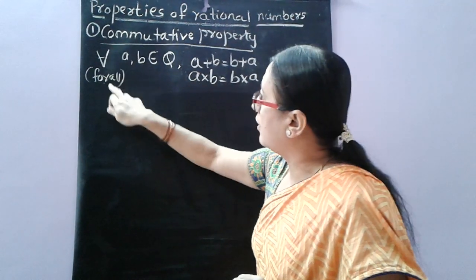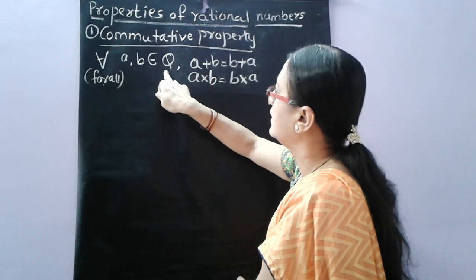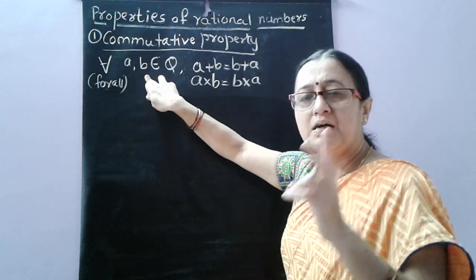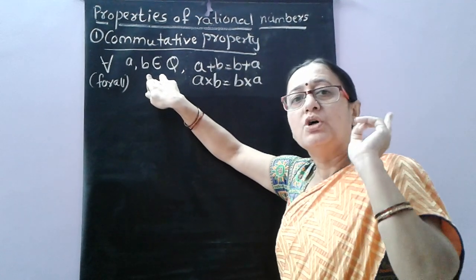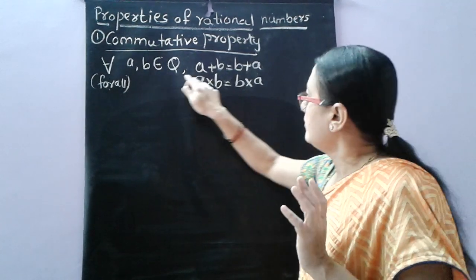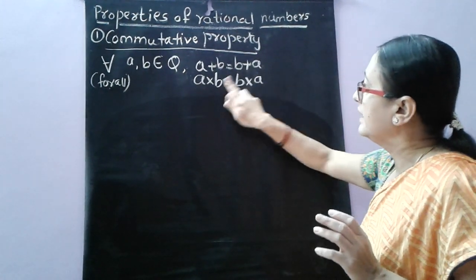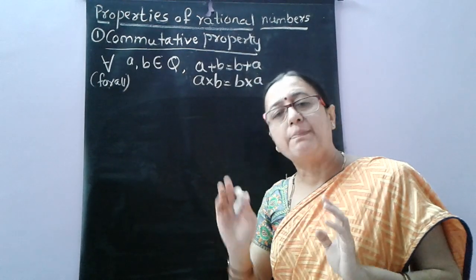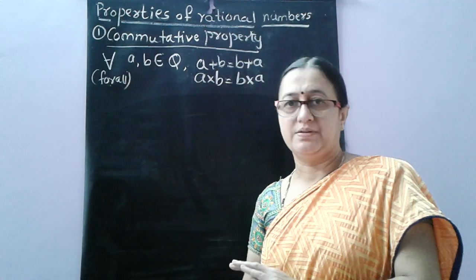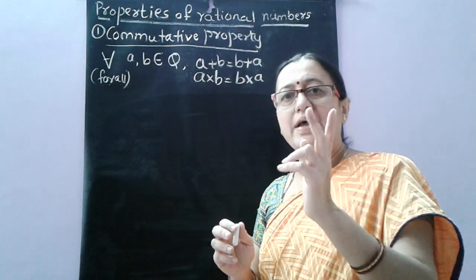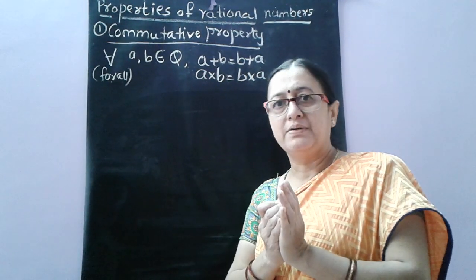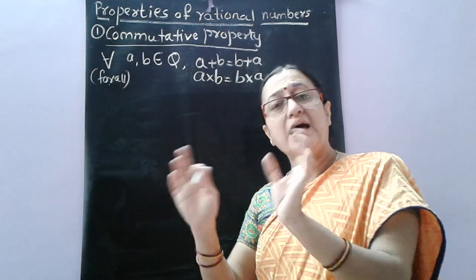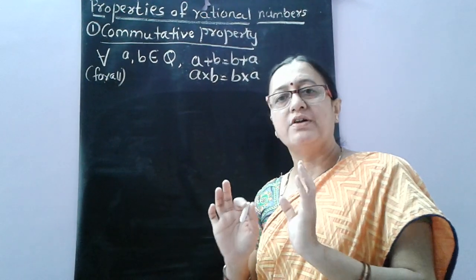Okay. So, for all A, B belonging to set of rational numbers. Q means set of rational numbers. A and B are two variables, means any two rational numbers we can take here. A plus B equal to B plus A and A into B equal to B into A. So, this commutative property is not applicable for subtraction and division. Because when we take two rational numbers and subtract them, A and B, if you interchange and again on the right hand side you subtract them, answers will not be equal. Answers will not be same.